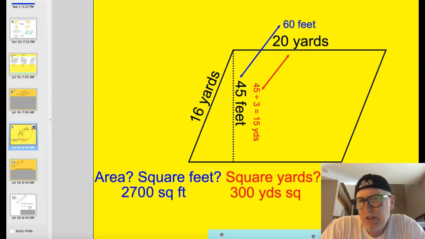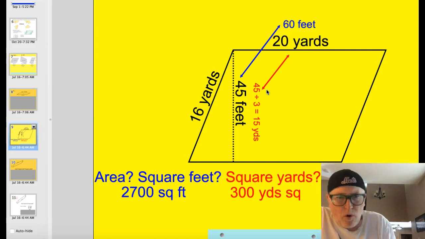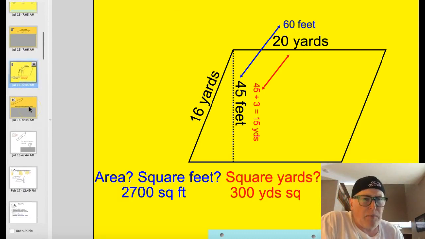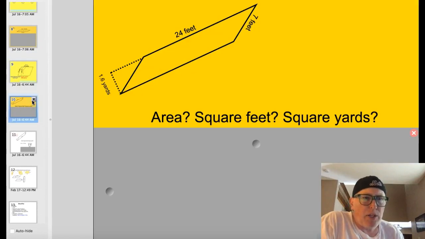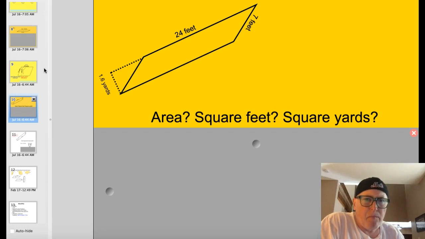So two things. Number 1, watch for conversions. Number 2, look at the answers to see what you need to find. You need to find the answer in square feet or in square yards. Okay, well, let's keep rolling. Time for a you-try problem here. Go ahead and give it a shot. See how you did.